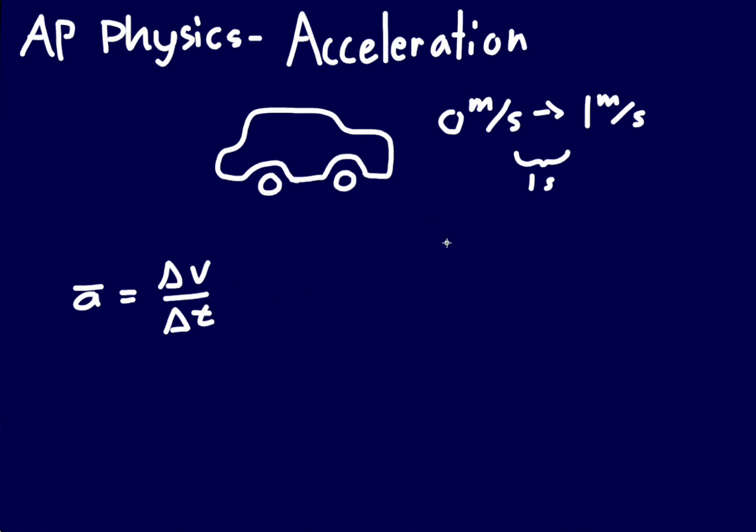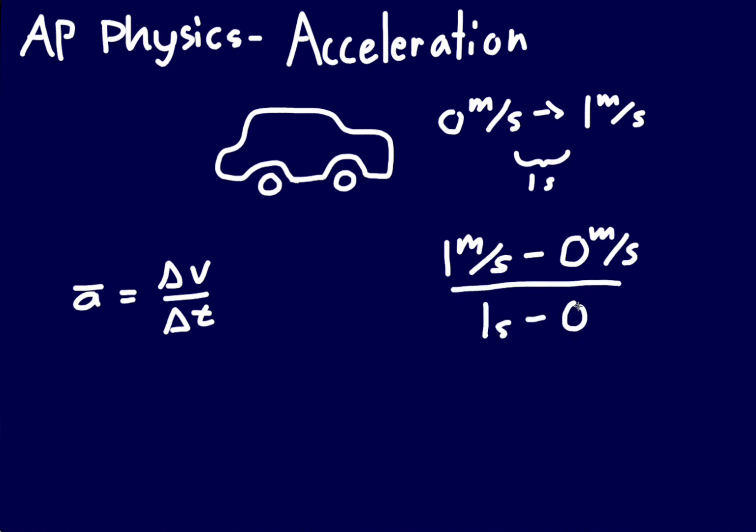So, writing this formula down, we see that the change in velocity is equal to 1 meter per second minus 0 meters per second, divided by 1 second minus our starting time, which is 0 seconds, and this is going to be equal to 1 meter per second squared. This squared seconds in the denominator is often a key indicator that you are dealing with an acceleration.